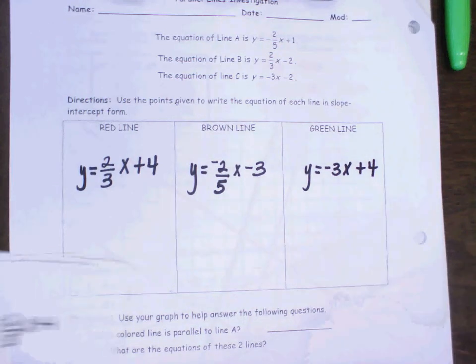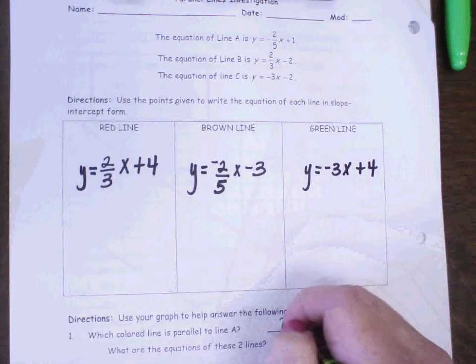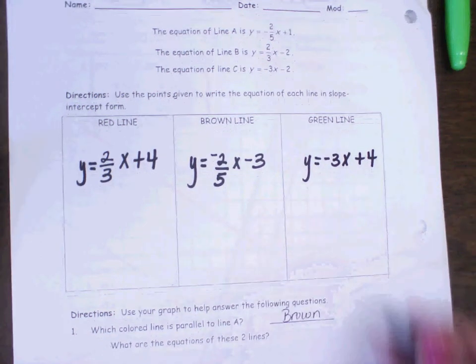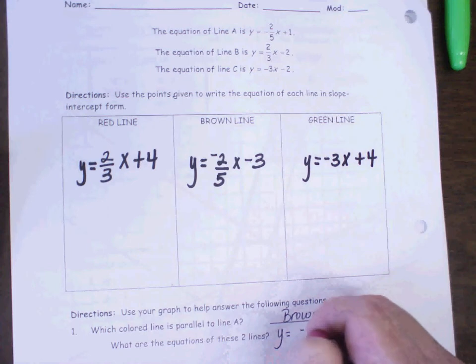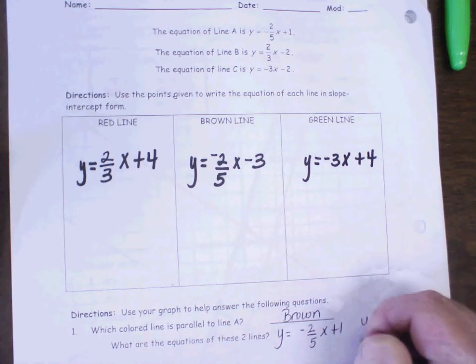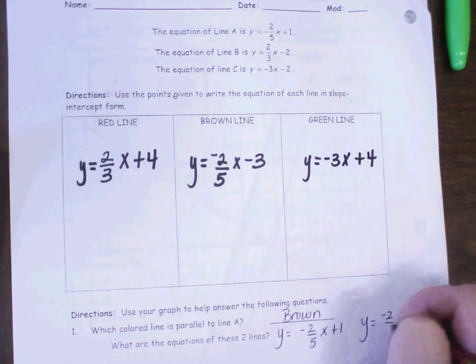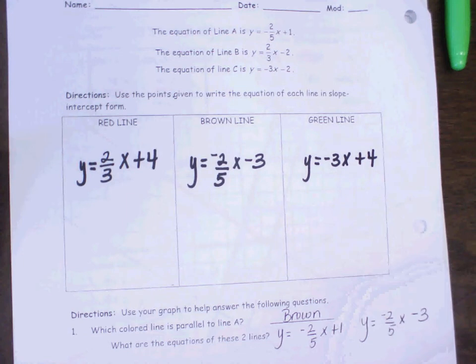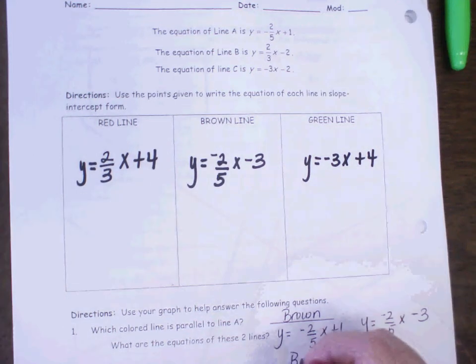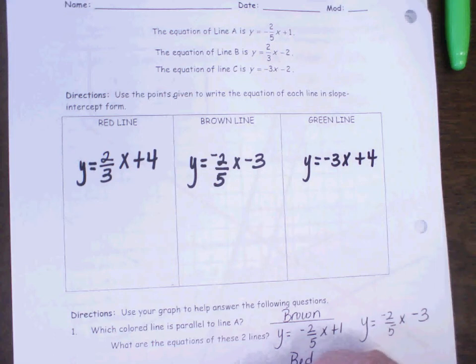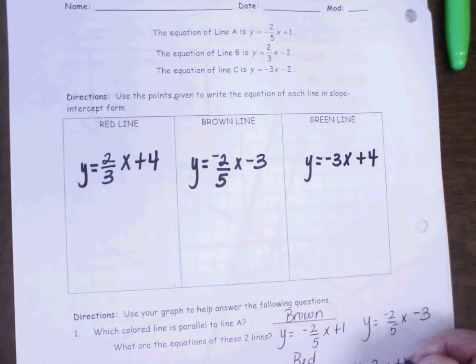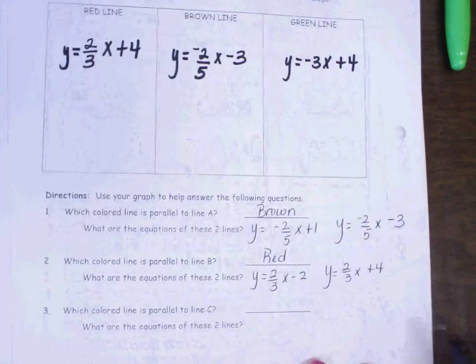All right. So which color line is parallel to A? Brown. What were the equations of those two? Y equals negative 2/5 x plus 1. That was the A. And then the brown one was negative 2/5 x minus 3. All right. Which color line is parallel to line B? The red. Very good. And the equations for those were 2/3 x minus 2 and 2/3 x plus 4.